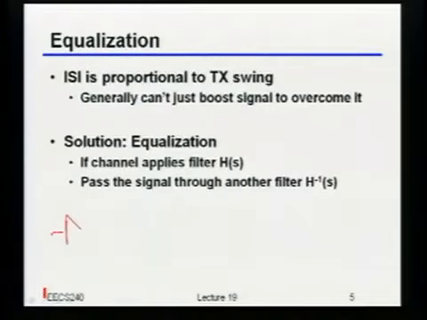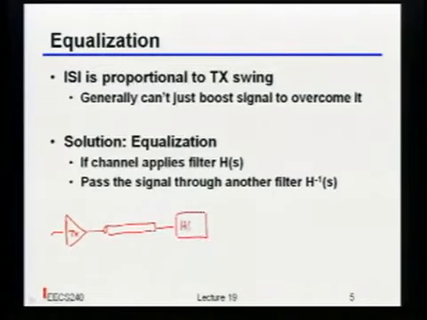So let's say I have my transmitter here. That transmitter basically goes through some channel, which I'm just going to model as being some h of s, some linear filter, and then goes into my receiver.